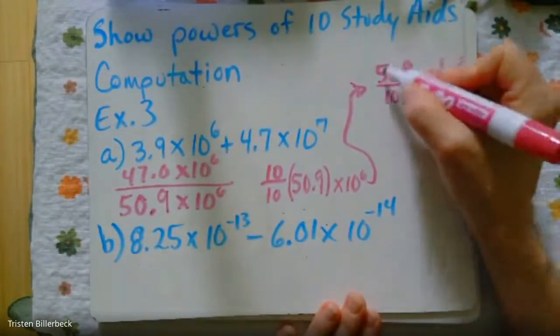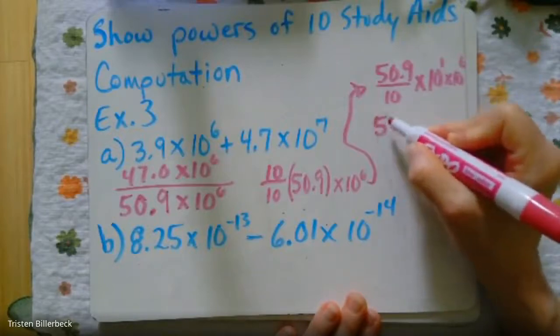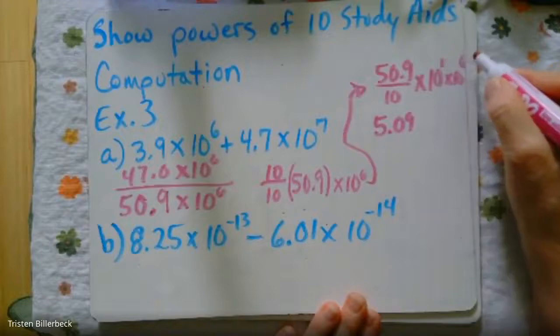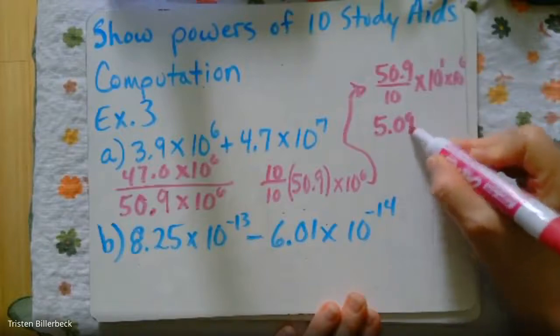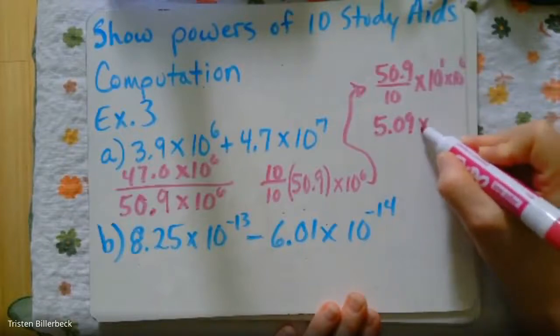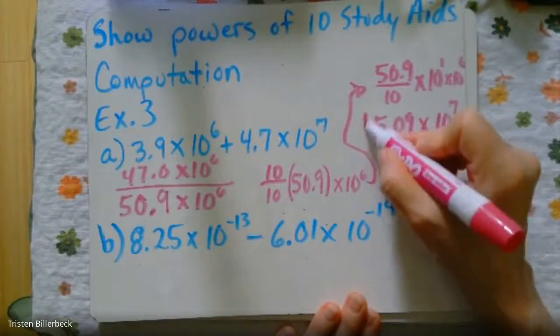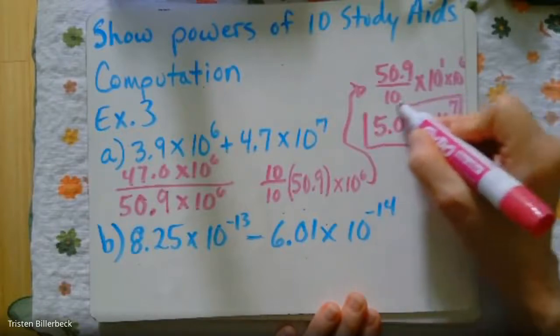Okay, now this decimal is going to get moved over to 5.09. And then I add these exponents together. 1 plus 6 is 7. And I have 10 to the 7th.